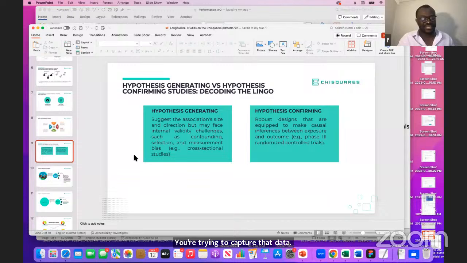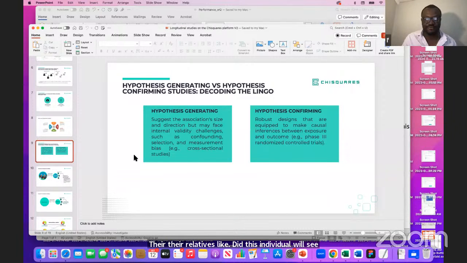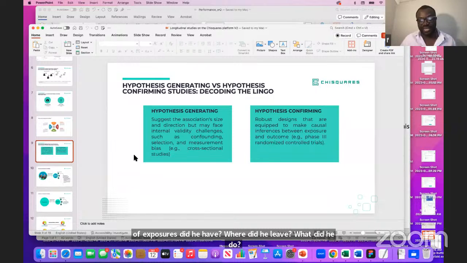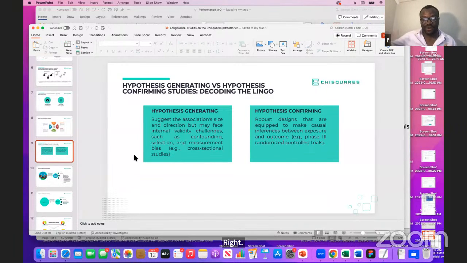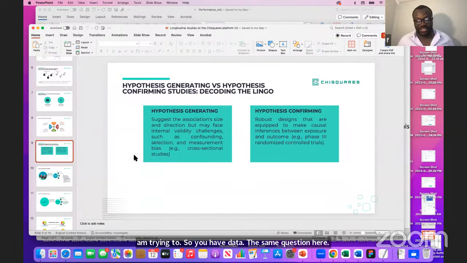Now, did this individual, was he a poultry farmer? No, he was not. What kind of exposures did he have? Where did he live? What did he do? And you have data, the same questionnaire for the people who had the cancer, and the same questionnaire for the individuals who are your controls.